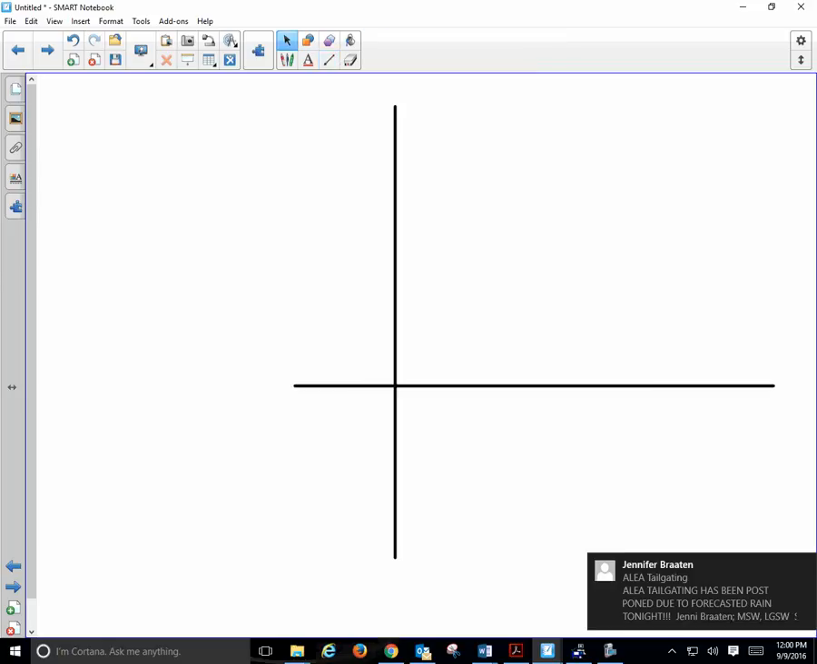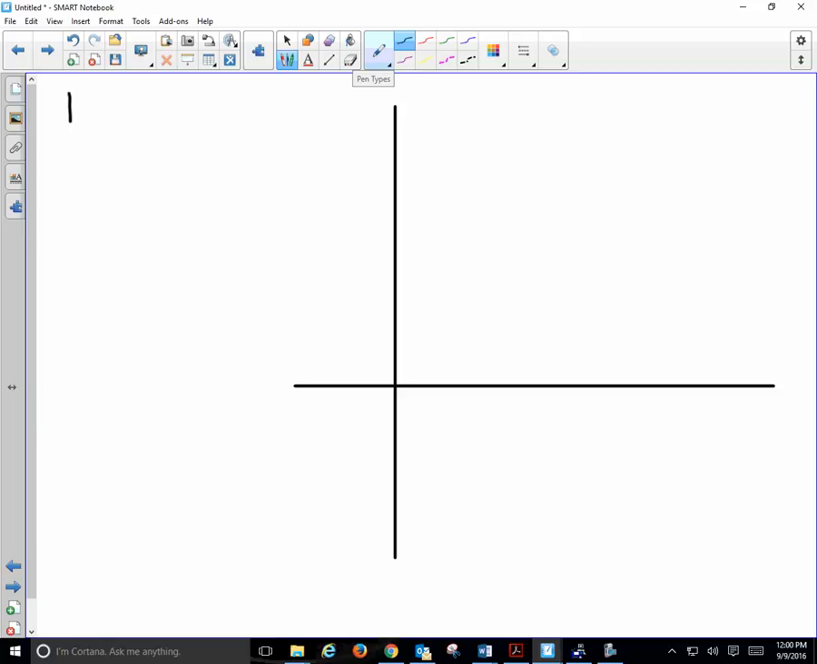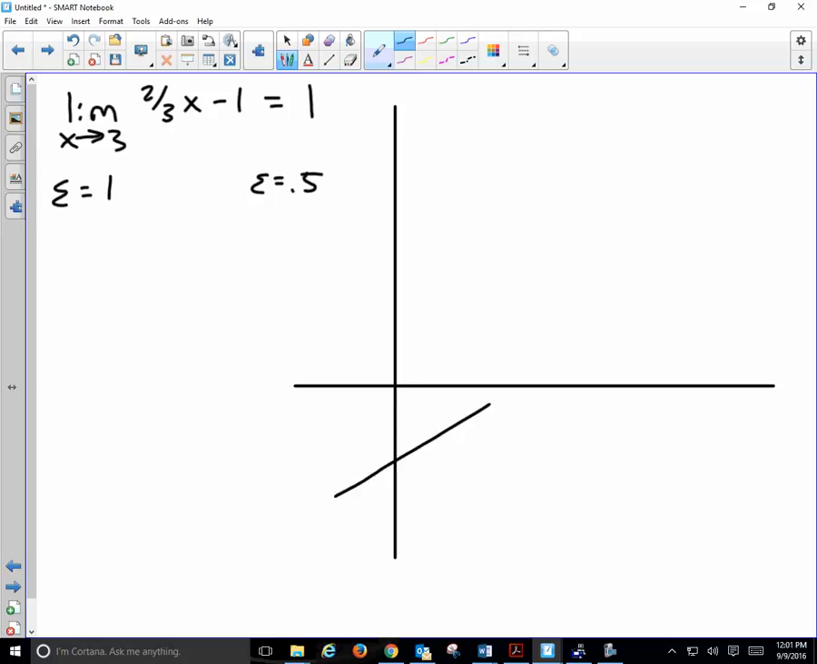Yes. Okay. So the first one says we have the limit as x goes to what? Help me out here. What are we approaching? 3 of 2/3 x minus 1. Okay. And we have our tolerance, or epsilon, is equal to 1. And we have epsilon equal to 0.5. So first of all, what is that limit? Can you plug in 3? Yeah, 2/3 times 3 is 2, minus 1 is 1. Good. So we're going to graph this. Looks something like that. Okay. And I'm going to approach 3. And it says I'm going to have an output of 1.